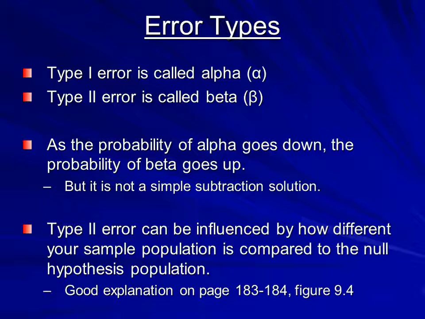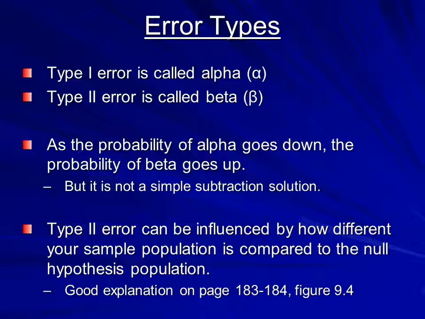And so what does that mean? That means you might select a really bad sample and give your drug to the bad sample, and the bad sample doesn't really reflect what's really going on out there. So whatever you get from that group isn't going to be reflective of all people with Alzheimer's because you got a bad sample. It's a non-representative, biased sample. So you're good at making a good drug, but you're bad at showing that it's effective. And that's what we're talking about with type 2 error being influenced by how different your sample population is compared to the null hypothesis population.